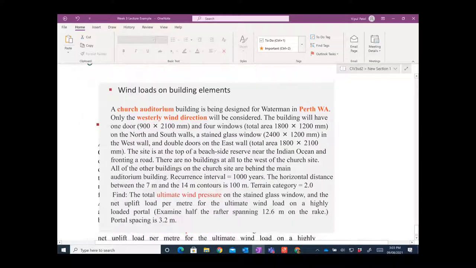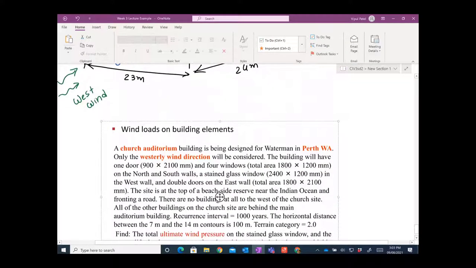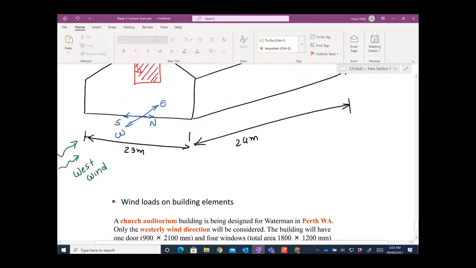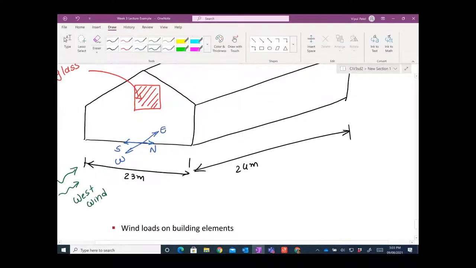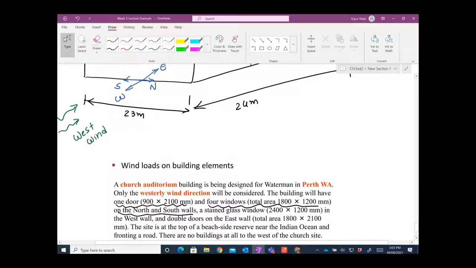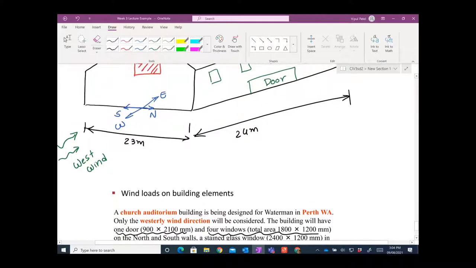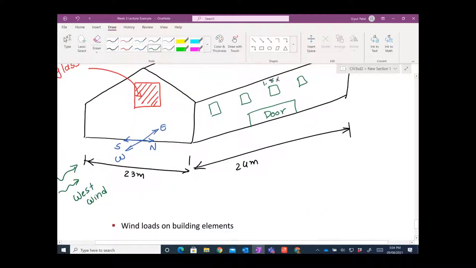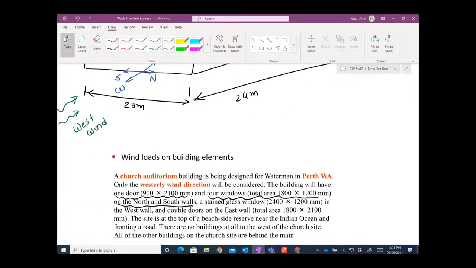So it says that you have one door and four windows on the north and south walls. There is one door here, and four windows: 1, 2, 3, and 4. The four windows have a total area of 1.8 by 1.2 meters square. That is the total area of the windows, not the individual area.